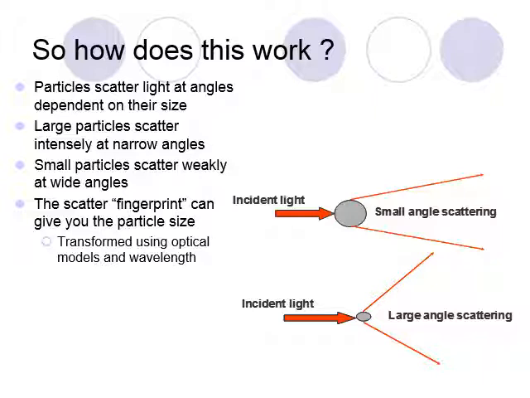So ultimately, this is your thought process on particle size by light scattering. Particles scatter light at angles dependent on their size. Large particles scatter intensely at narrow angles. The small particles are weak scatterers at wide angles. So by having sensors set up around particles and looking at how the light scatters, we can then do some math and optical modeling, and by taking the wavelength, we can come back to the size, pretending like it's a slit, like we saw before, and we will know the size of the particle based on how the light is scattering from them.